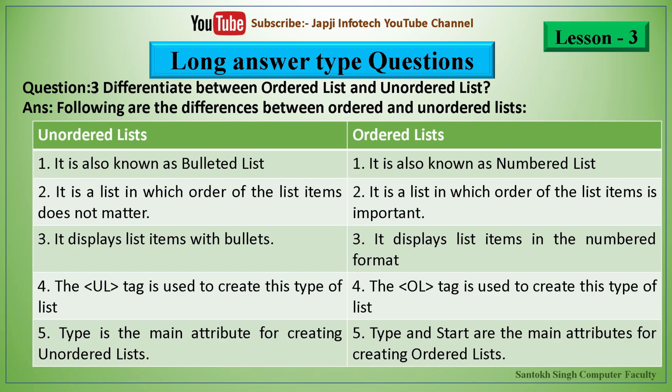And third one is, unordered list displays list items with bullets, whereas ordered list displays list items in number format. And the fourth point is, in the unordered list, the UL tag is used to create this type of list, whereas in the ordered list, the OL tag is used to create this type of list. The fifth point is, in the unordered list, type is the main attribute for creating unordered list, whereas in the ordered list, type and start are the main attributes for creating ordered list.